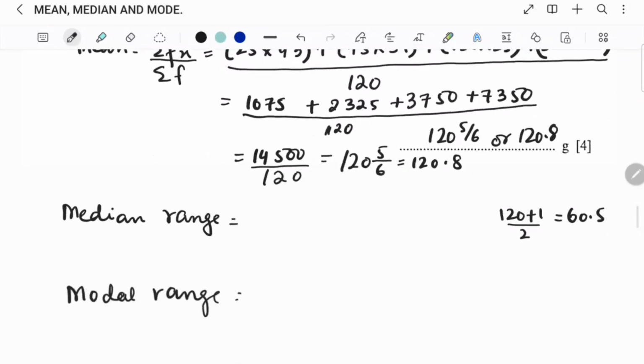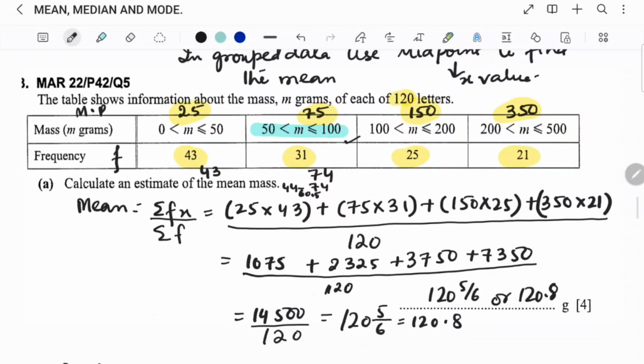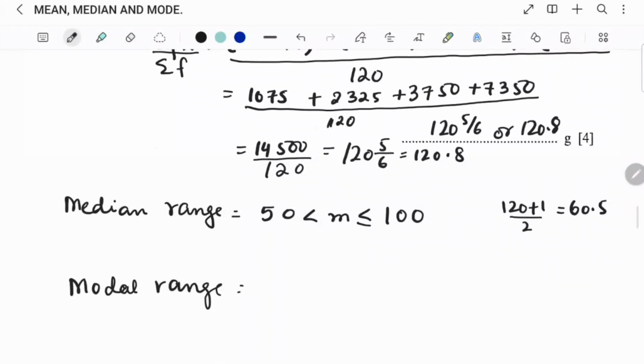So that is 50 < m ≤ 100 is the median range. The modal range is the most frequent number. The highest frequency is 43, so 0 to 50 is coming. That becomes your mode because the highest number is 43. That's why you write down 0 < m ≤ 50 for the modal range. Alright, I hope you understood.